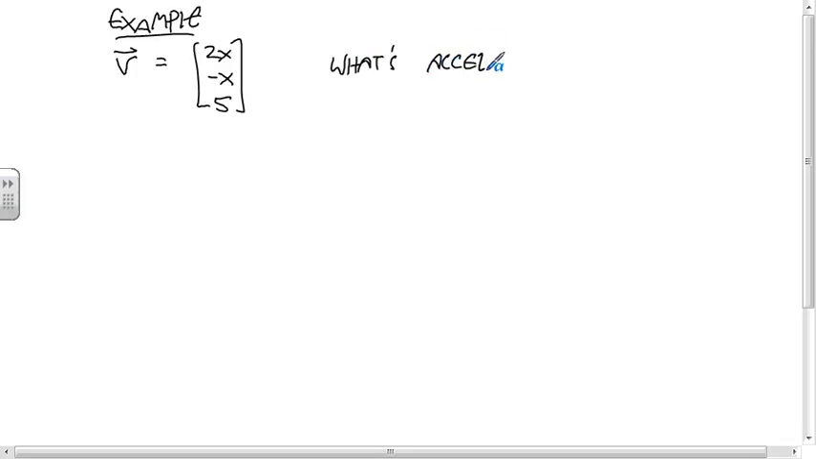So let me do one easy example, and then we'll come back after the break and talk about some other things that can happen. So let's say that we have a velocity vector that's equal to 2x, negative x, 5. And we want to know what's the acceleration as a function of x?